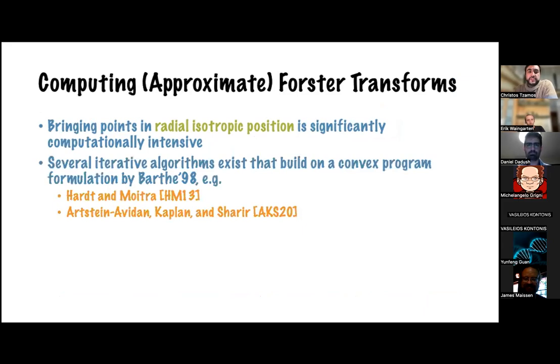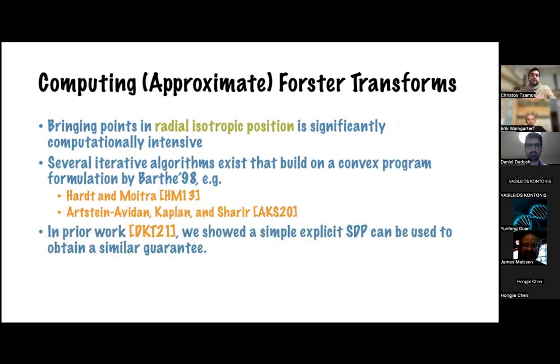There are several algorithms that attempt to solve this problem. There are iterative algorithms that build on a convex program formulation by Barthe in '98. For example, Hardt-Moitra gave one, and Artstein-Avidan, Kaplan, and Sharir gave another. We also presented a different approach in prior work, where we used a simple explicit semidefinite program that can be used to obtain Forster transforms with nice guarantees.